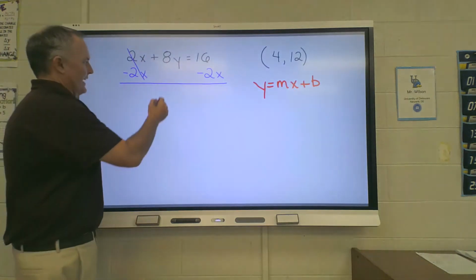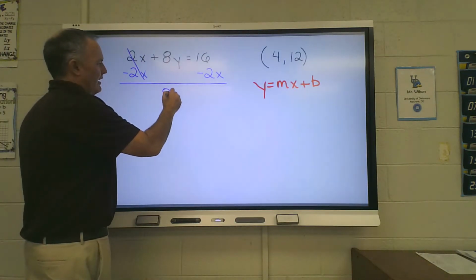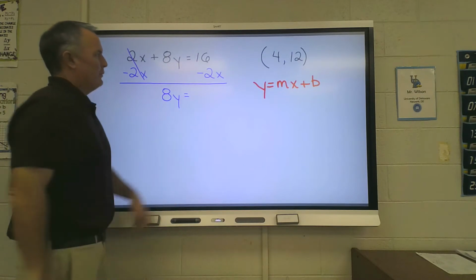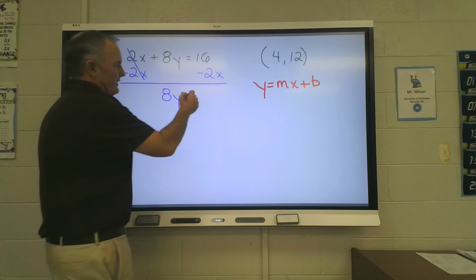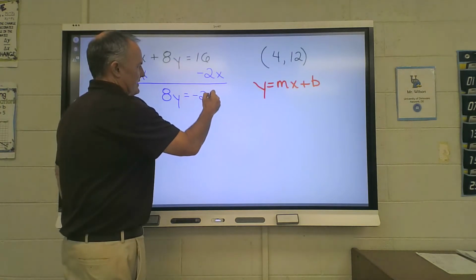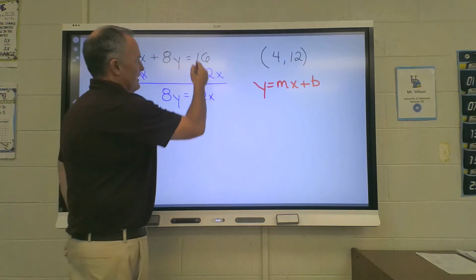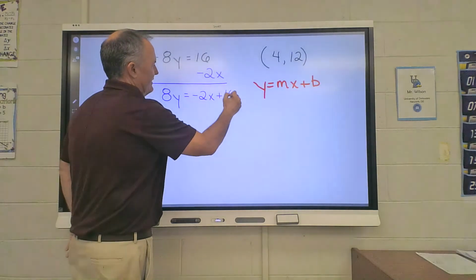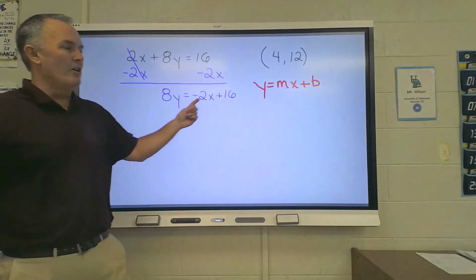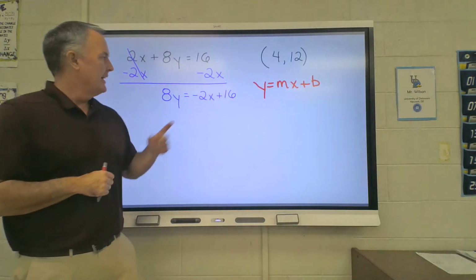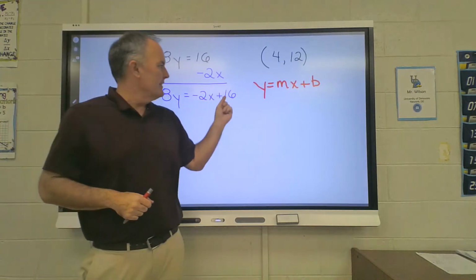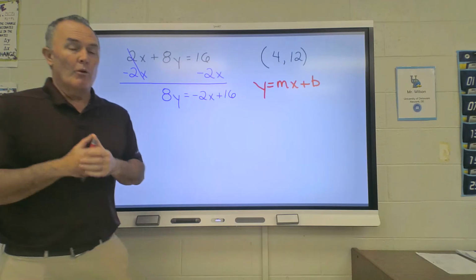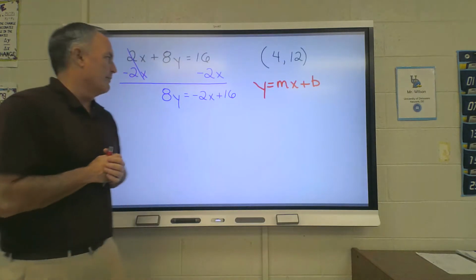What I have left is 8y equals. Now I can't take away 2x from 16. So I'm just going to write negative 2x because it's minus 2x, and that's a positive 16. All right, I'm almost to slope-intercept form. I get my y out in front. I got a number and an x. I got a constant there for what's going to be my y-intercept.